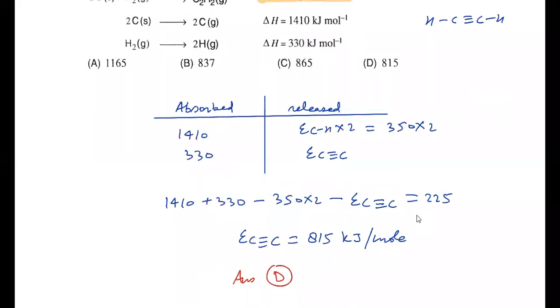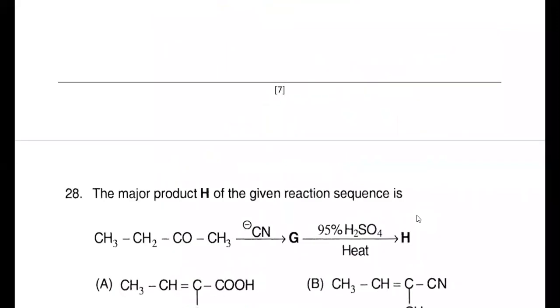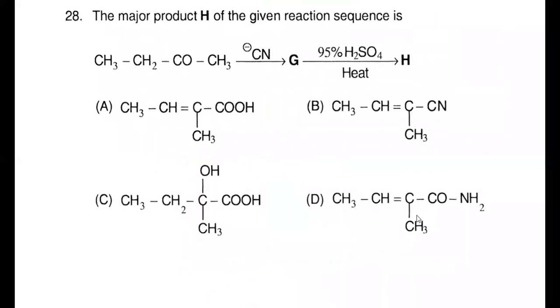Now move to question number 28. It's given: find the major product of the given reaction sequence. In this reaction, you can see cyanide ion is given, which is a nucleophile first. And further, it is given hydrolysis along with heat. We have 95% H2SO4 followed by heat. That means it can undergo dehydration because concentrated H2SO4 is a strong dehydrating agent, and along with that, hydrolysis is also possible simultaneously.